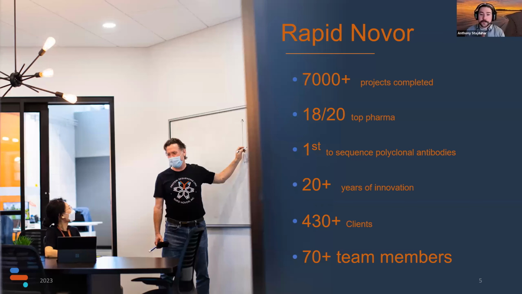So a bit of background on us. At Rapid Nova, we've been around in the industry for, we just turned 8 actually. We've got many thousands of products that we've been able to complete with many of the top pharmaceutical companies and biotechs worldwide, many major academic institutions and publicly funded institutions as well. We are more recently known for our ability to sequence polyclonal antibodies as well, so not just monoclonals. We're quite proud of that achievement, no lie.